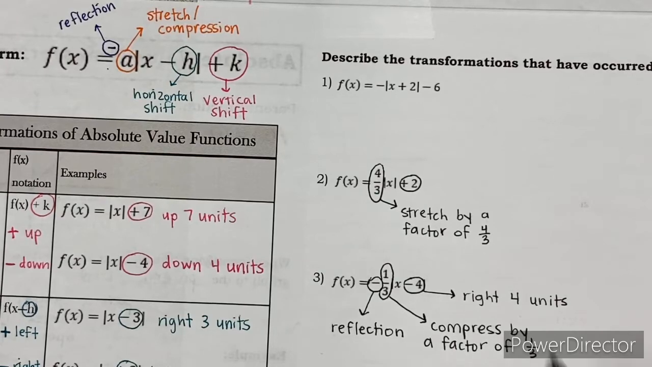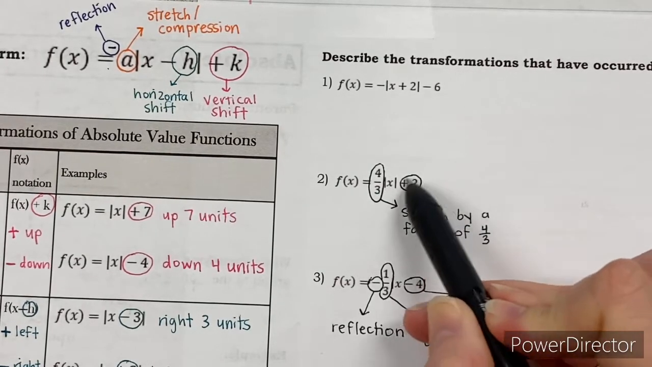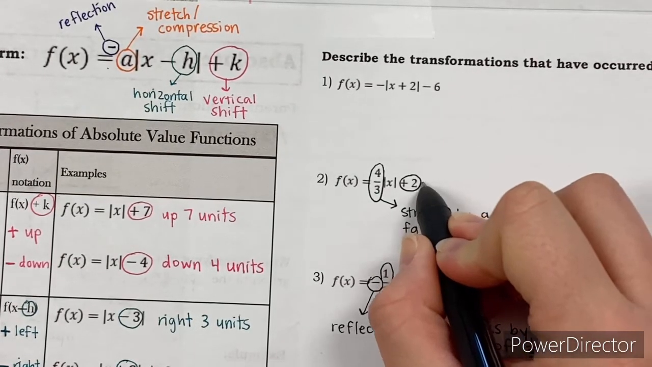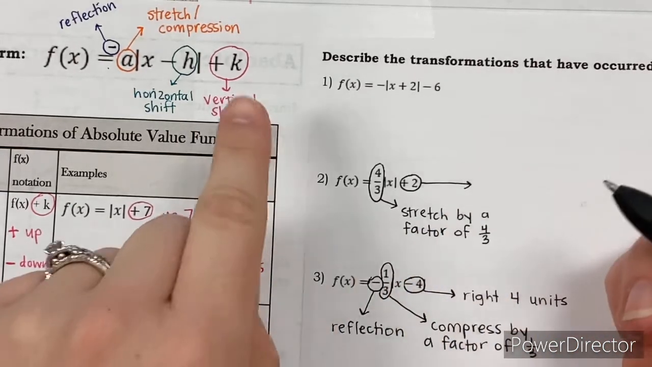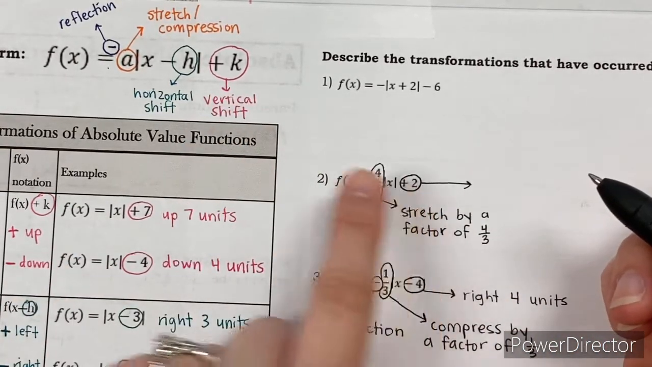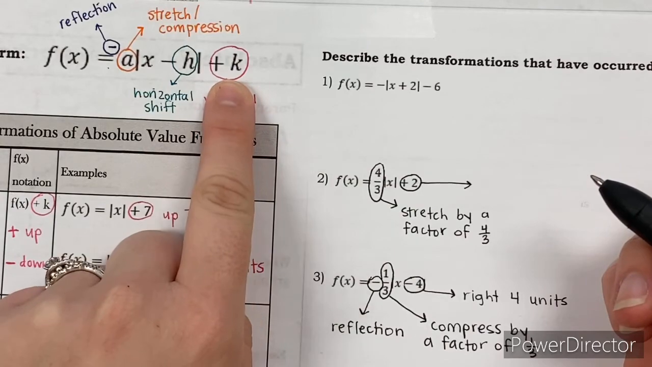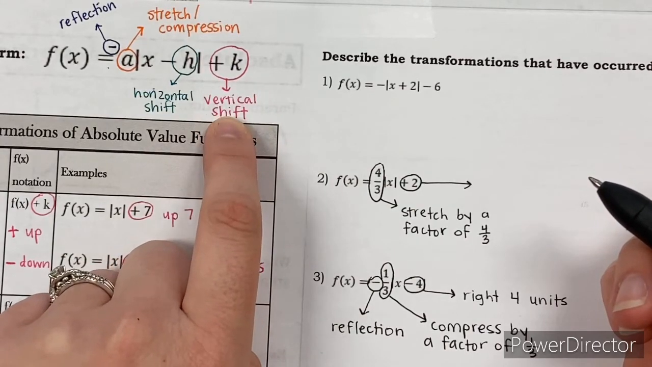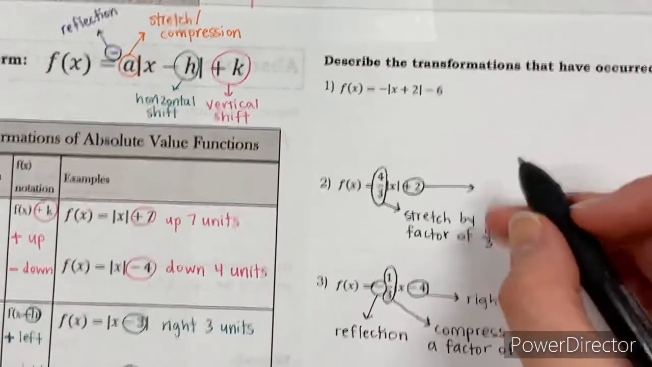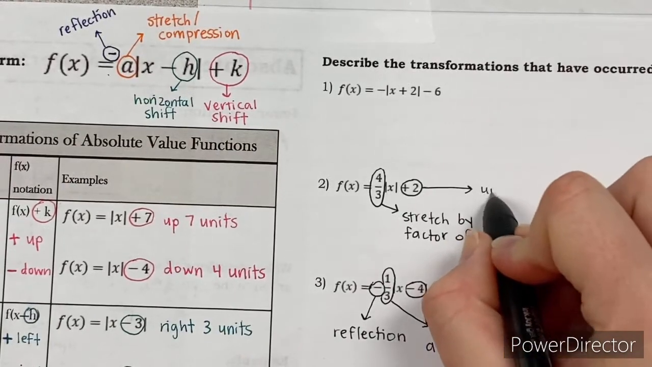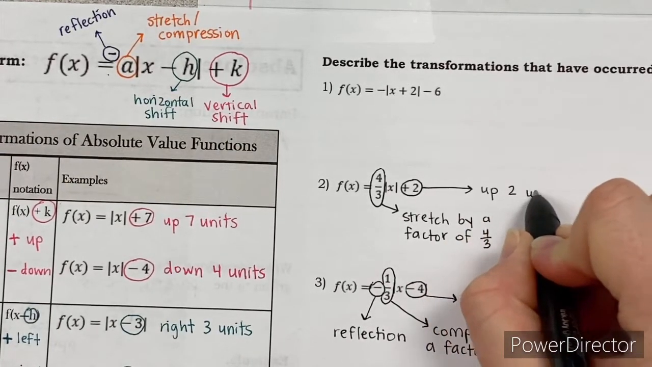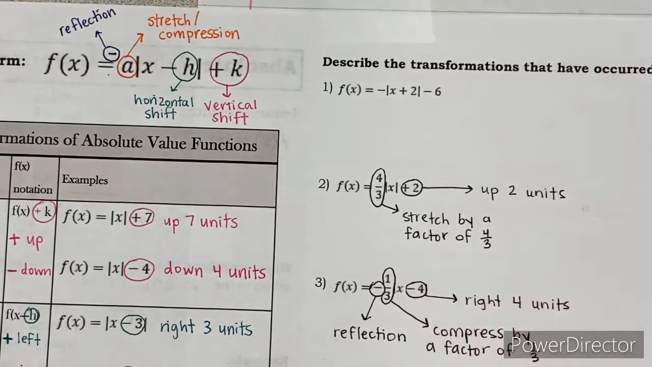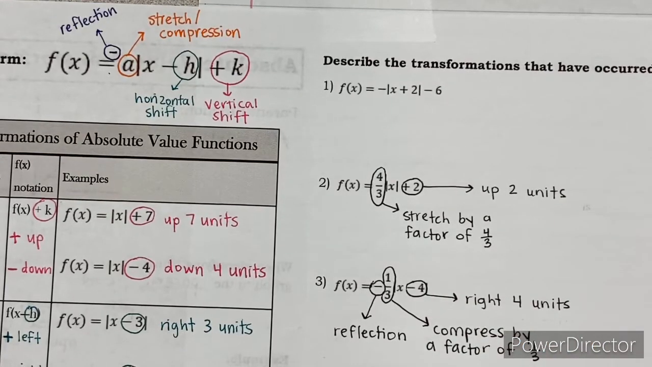Okay, we're not quite done because I haven't done anything with this +2 back here. So that +2 is at the back behind the absolute value, so it's in the K spot. That K is a vertical shift, so I'm talking about either up or down. This one, since it's a +2, we're just going to move up 2 units. And there we go.